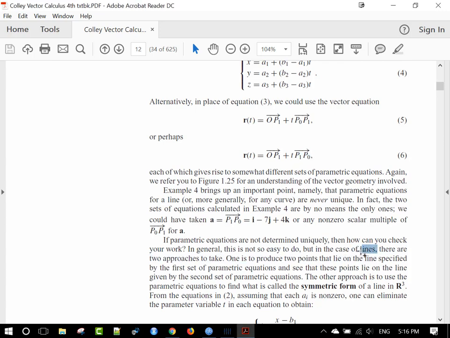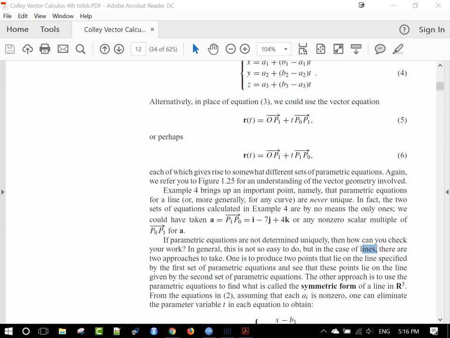So if you have 2 sets of parametric equations, and you think they're both the same line, how can you show that? One way is to produce 2 points that lie on one of them, and then show that those same 2 points lie on the other one. That will assure you that you're describing the same line.